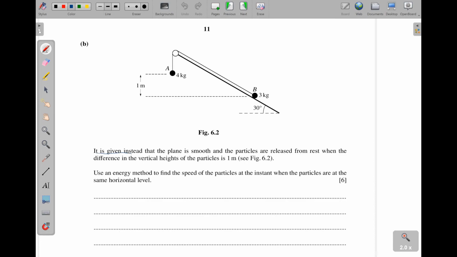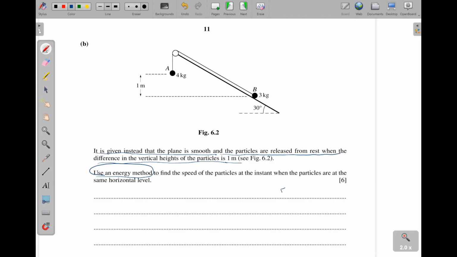Part B, it is given instead that the plane is smooth. That means the frictional force goes, and the particles are released from rest when the difference in the vertical heights of the particles is 1 meter. Okay, use an energy method. So here they are specific.